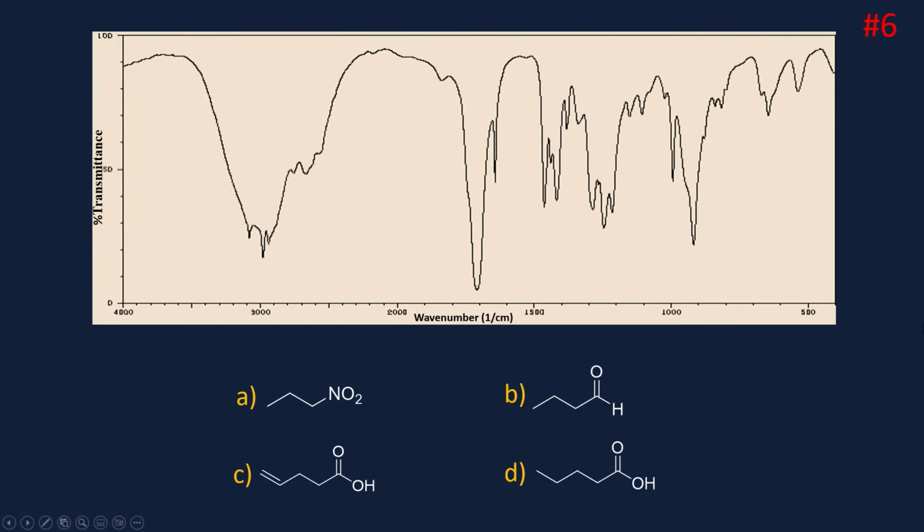Next, let's take a look at question number 6. Look at this massive band. It's pretty clear that we have a carboxylic acid group, but is it C or D? Well, there is a band at 3100 which corresponds to the sp2 hybridized carbon hydrogen stretch overlapping with the oxygen hydrogen band, which makes the answer C.